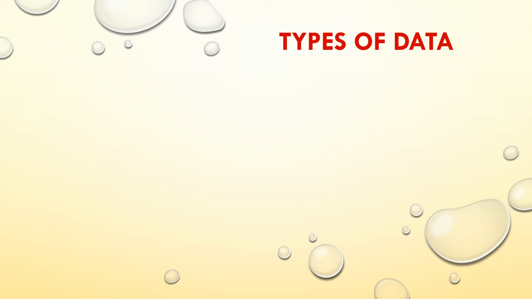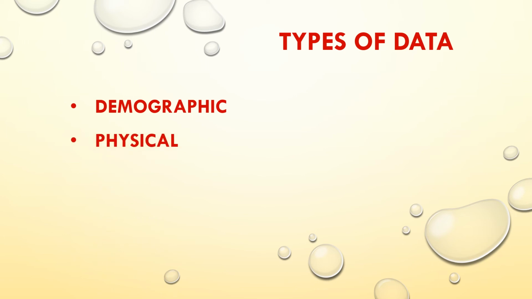Types of data. There are different types of data. Demographic information. This is personal data. It includes name, age, gender, class, your date of birth, number of siblings, etc. Then physical information. It includes data about the ecological conditions like the area, whether it is hilly area, forest area, plain area or a desert area. Then the economy and housing conditions, etc. are included in the physical information.